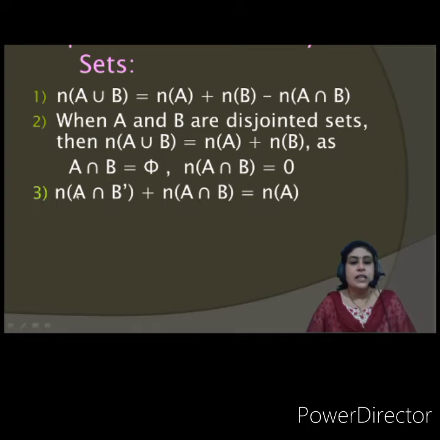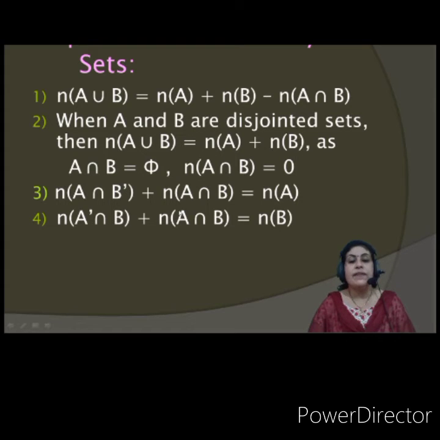Okay. Third one, number of elements of A intersection B complement plus number of elements of A intersection B is always equal to number of elements of set A. Okay, do verify. Next one, number of elements of A complement intersection B plus number of elements of A intersection B is equal to number of elements of set B. Okay, try to do it.